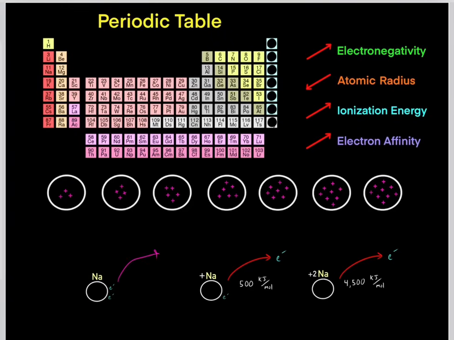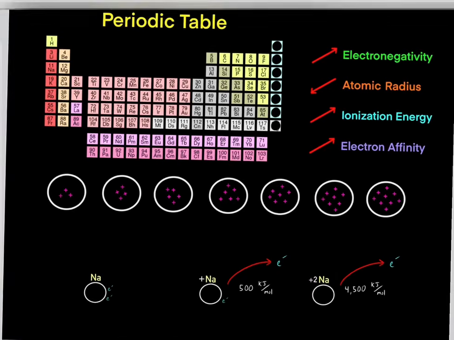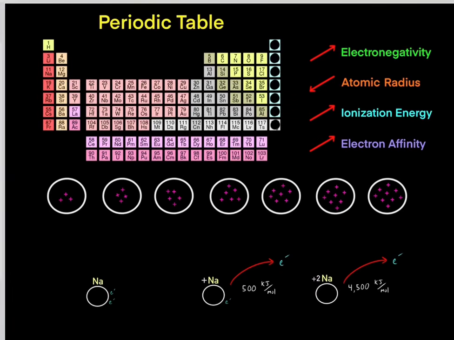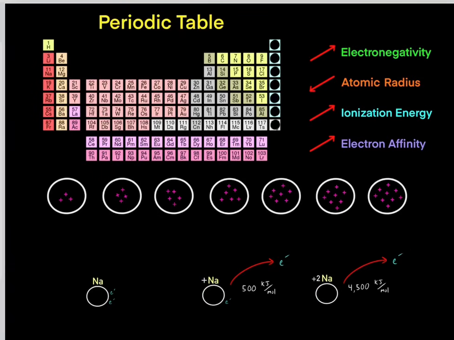Let's look at sodium. To rip off the first electron from sodium requires 500 kilojoules per mole, so that's the first ionization energy. However, to rip off the second electron requires 4,500 kilojoules per mole. So we see a huge jump from the first ionization energy to the second ionization energy.